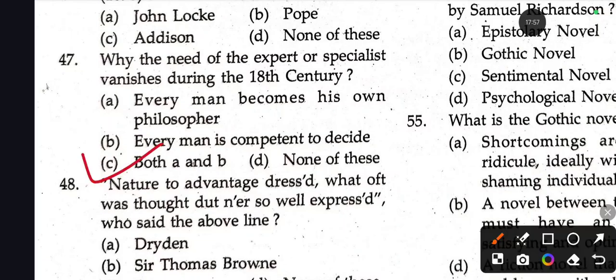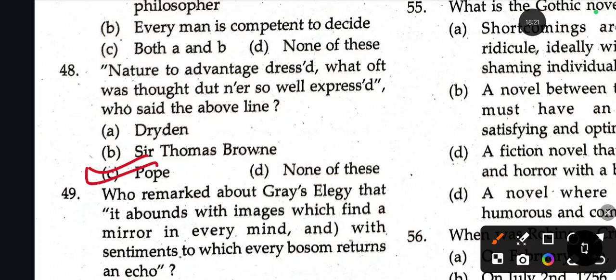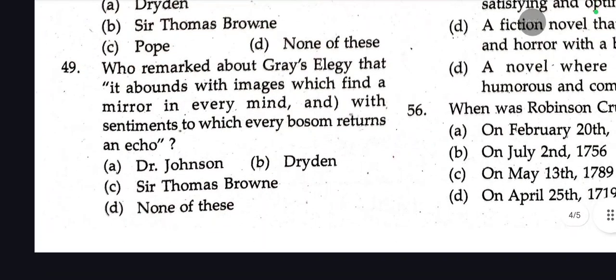Option C. Question number 48. Nature to advantage dressed, what oft was thought, but ne'er so well expressed. Who said the above lines? These lines were said by Alexander Pope, the great poet of 18th century.